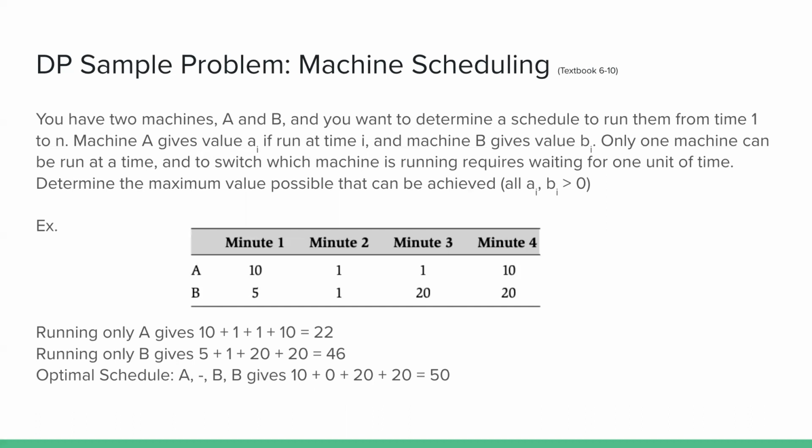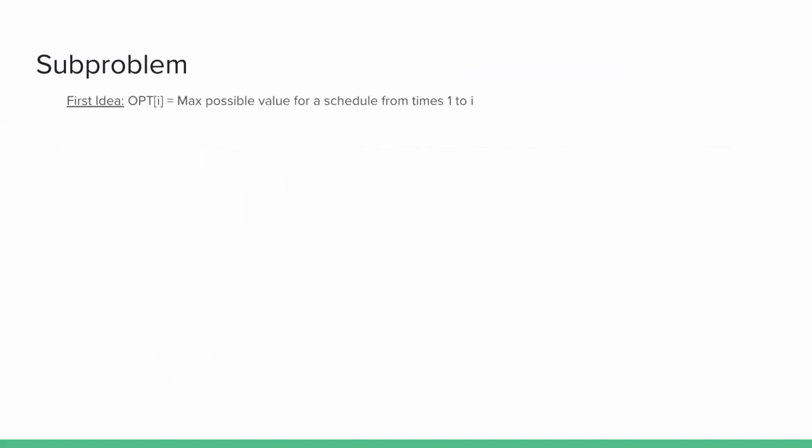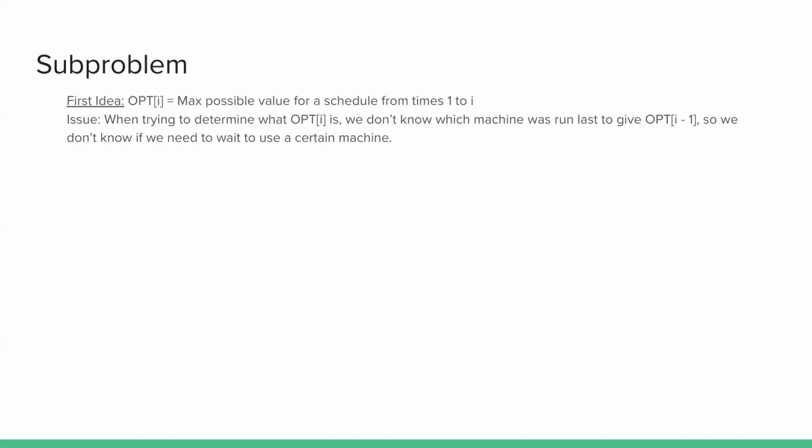Okay, so we don't have much time left, so let's go over it. One of the ideas you could have, the first idea, could be that opt of I would just be the maximum amount of value that you can get from the first I time steps. But there's a problem with that. The problem is that you don't know whether your maximal value comes from running A or running B in the previous time step. So that is not good.